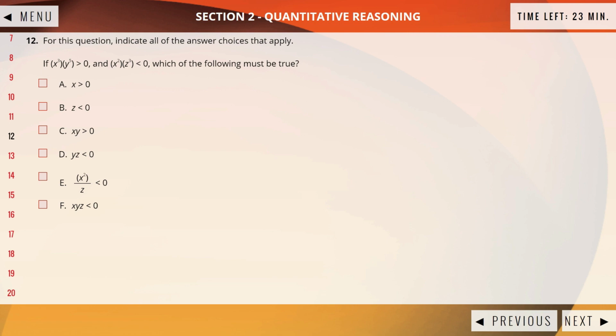X squared over z is negative. That's true. So E would also be one of the answers, even though it's not letting me pick, because regardless of x's sign, x squared is positive and z we know is negative. And F would also be true because x times y has to be positive regardless because they're the same sign, and then times the negative of z and you do get a negative. So it'd be F, E, C and B, but it's not letting me pick that.